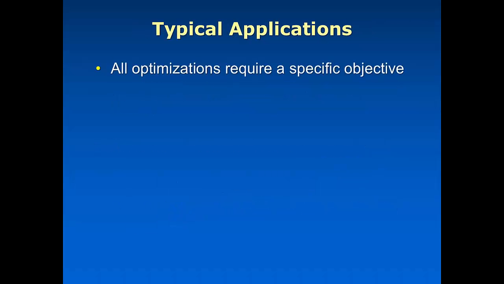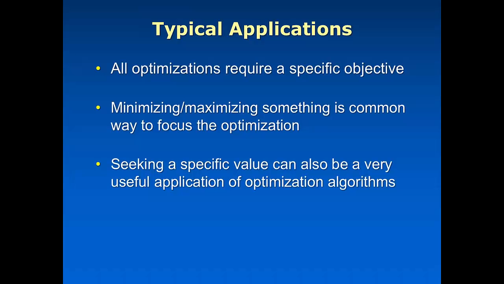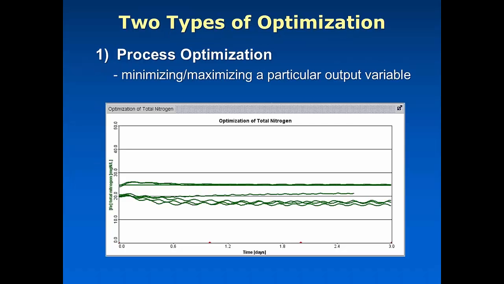So there are a number of typical applications which we've seen our clients using and which we've used for ourselves. All of those optimizations require a very specific objective. Usually when you're trying to do an optimization, you're trying to minimize or maximize something, so minimize an effluent ammonia concentration or maximize digester gas production. It also is possible that you may set it up to seek a specific value. So not the largest or smallest value, but I actually want to have an effluent total phosphorus of 0.5. Like I want to get that number exactly. So that can be a very handy target for it to shoot for.